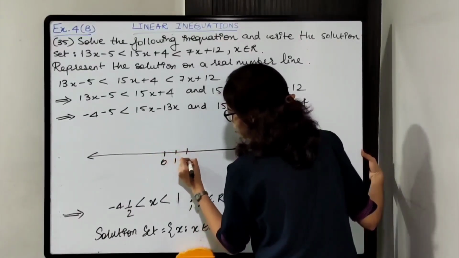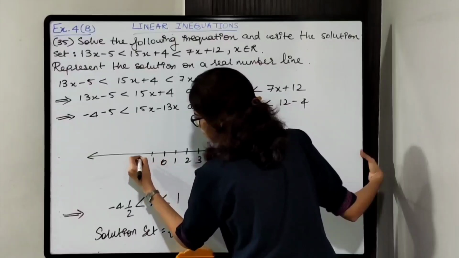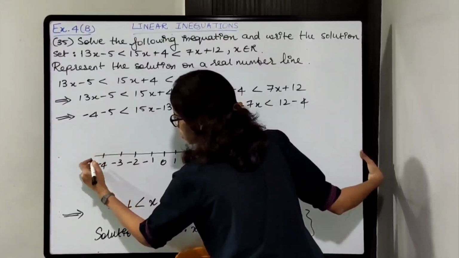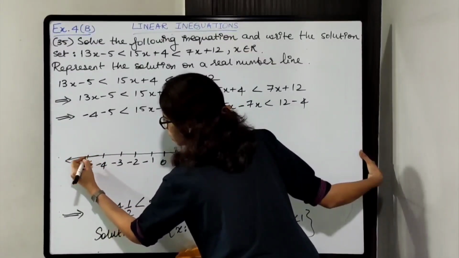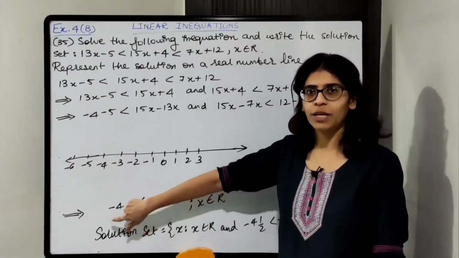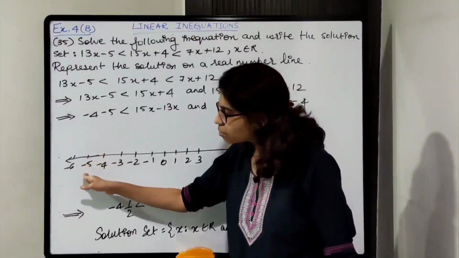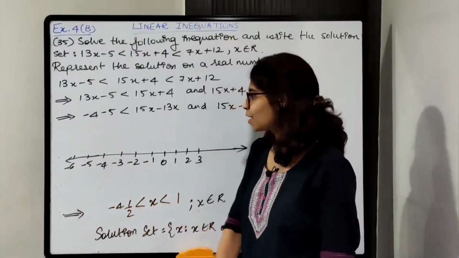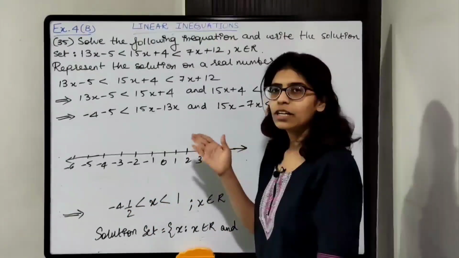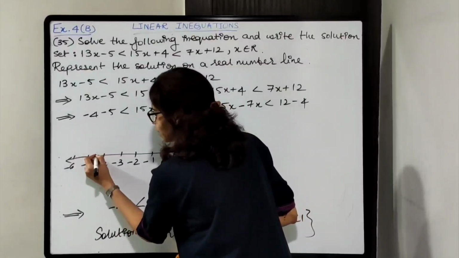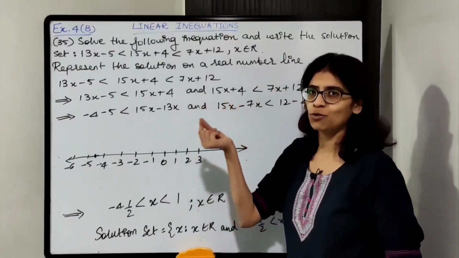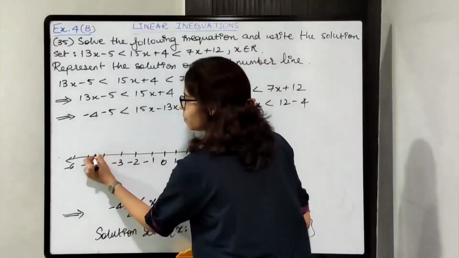0, 1, 2, 3, minus 1, minus 2, minus 3, minus 4, minus 5, minus 6. You have to include more negative numbers because it goes up to minus 4.5. So minus 4.5 comes between 4 and 5. So x is greater than minus 4.5. What will 4.5 be? The exact midpoint of 4 and 5, right? The midpoint of minus 4 and minus 5 will be minus 4.5. So the midpoint of that. Okay.